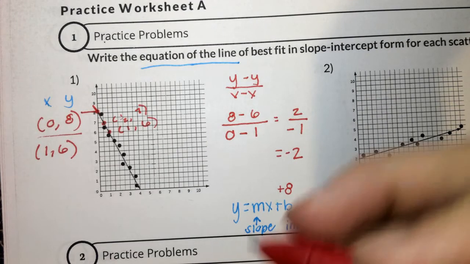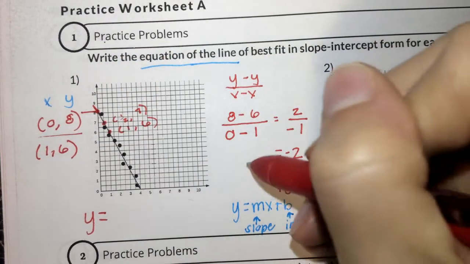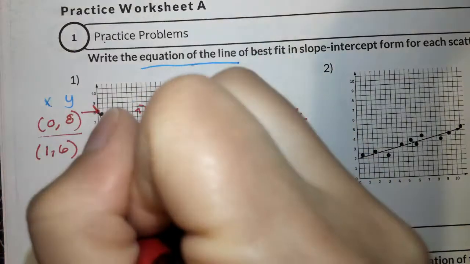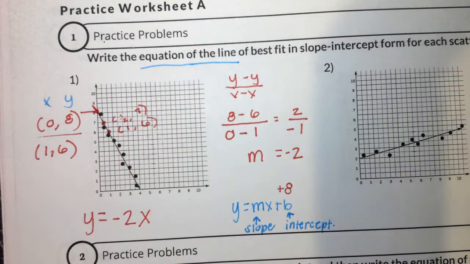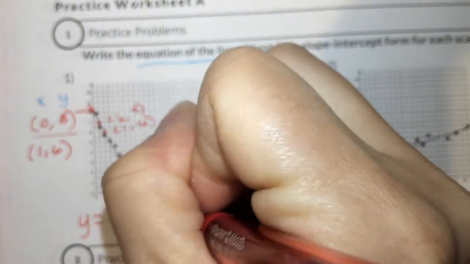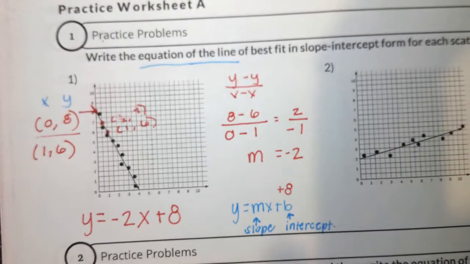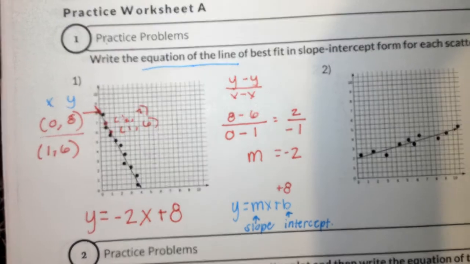Now all you're going to do is put it together. So y equals your m. This is m. Negative 2x. And then is it plus or minus b? It's plus because it's a positive number. Plus your b is 8. Okay? That is the equation for your line of best fit there. This is easier because it's giving you a line. Sometimes below we're going to see it doesn't give you a line.